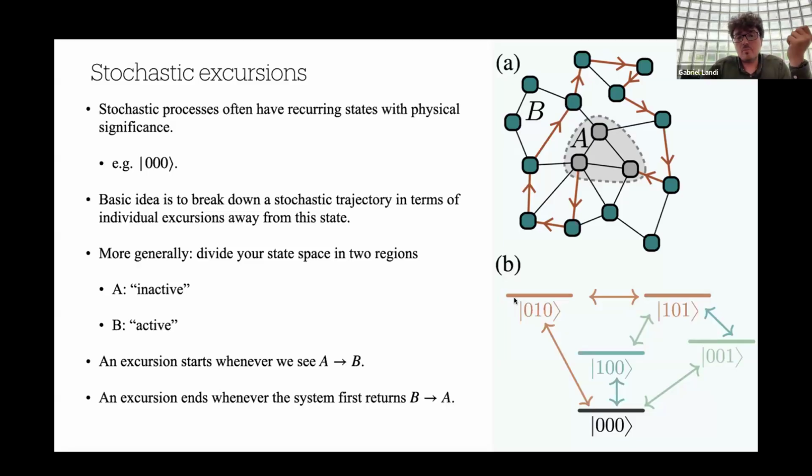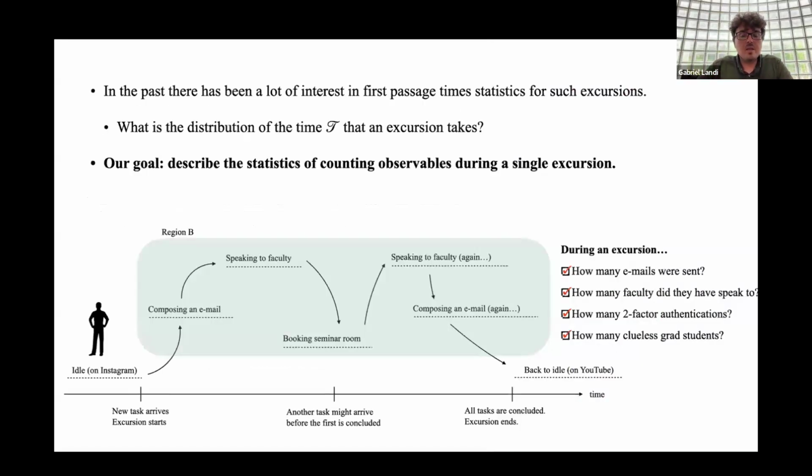In between, the system can do a bunch of stuff in B. So it starts going from A to B, does whatever transitions in B, and eventually comes back down from B to A. That's what we call a single stochastic excursion, okay? Now, we, of course, initially were thinking about this idea in the context of thermodynamics.